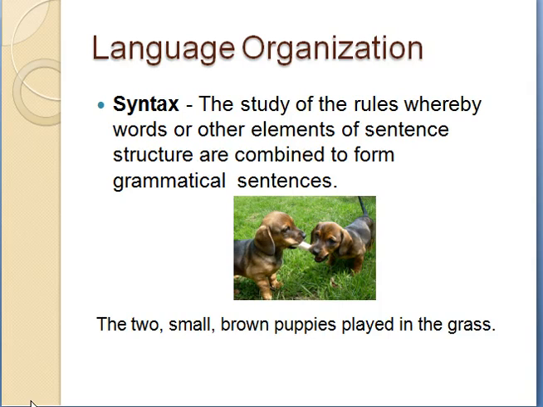So, brown grass puppies to the in small the played is not a meaningful sentence, but the same words arranged as the 2 small brown puppies played in the grass is. Even multiple adjectives are ordered in a certain way. Brown small 2 puppies sounds awkward, but 2 small brown puppies is grammatically correct.